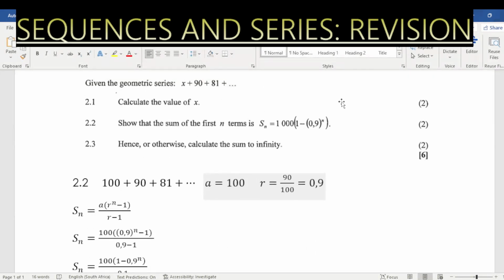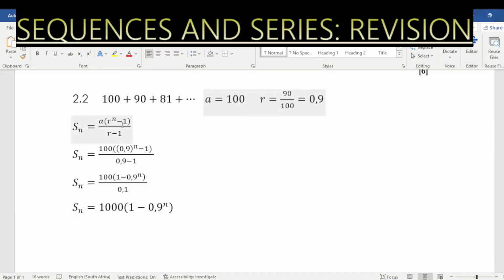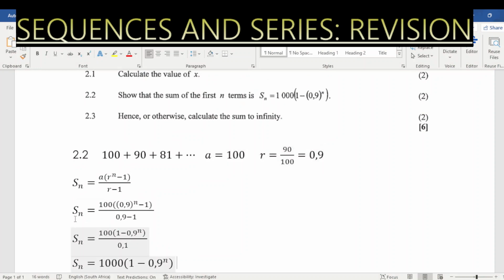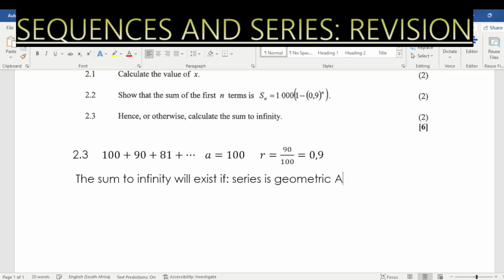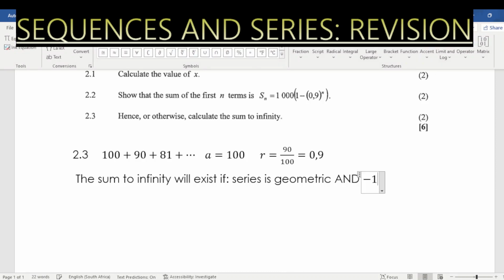Okay, so if you look at what we need to show and what we have shown, we have achieved that. Now let's take a look at question 2.3. So in question 2.3, hence or otherwise, calculate the sum to infinity. The sum to infinity will exist if, firstly, the series is geometric, which it is, and remember, the r value has to be greater than -1, but less than 1, which it is.